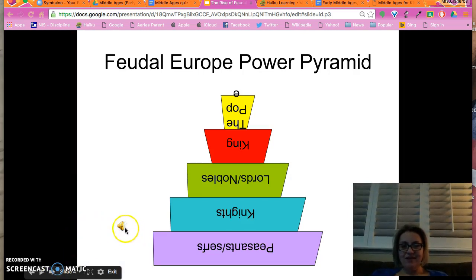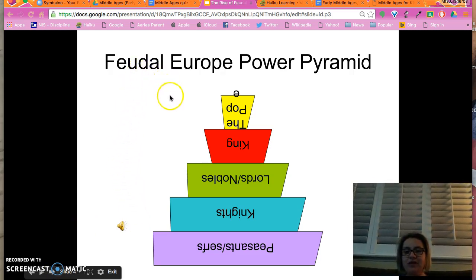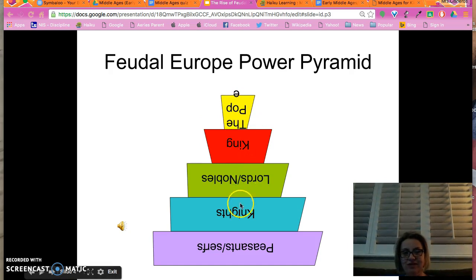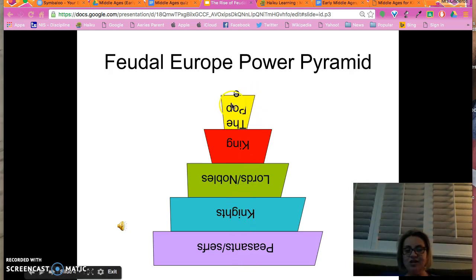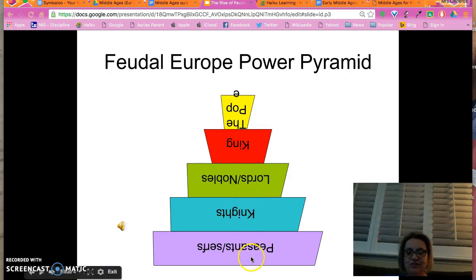And here's an illustration of the feudal Europe power pyramid. I am not sure why my words are upside down, but let's start with the Pope on the top. We have the kings, the lords and the nobles, the knights, and the peasant serfs.